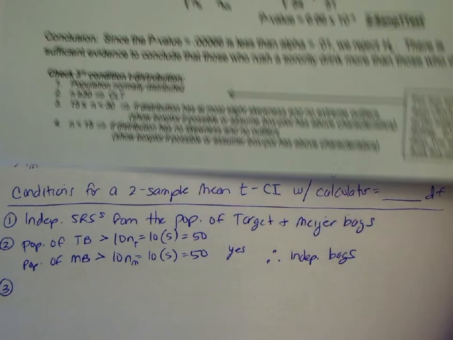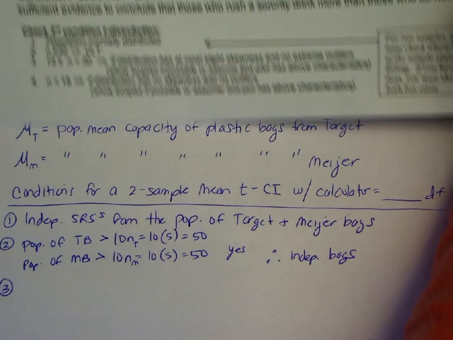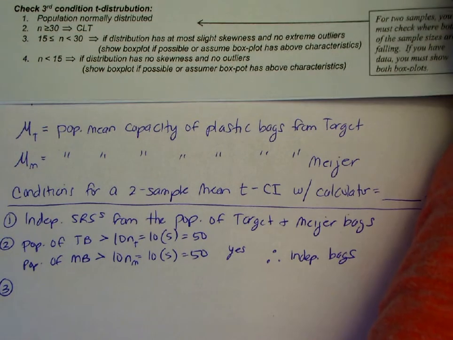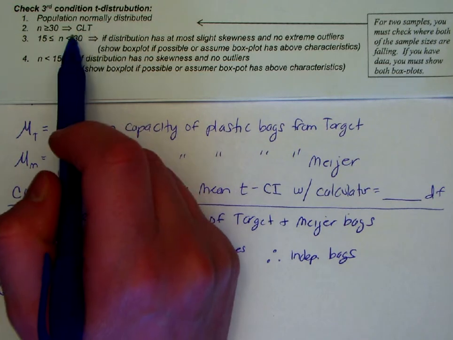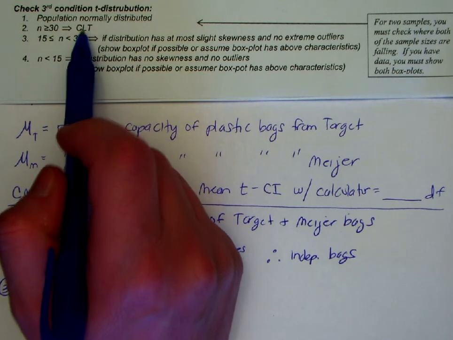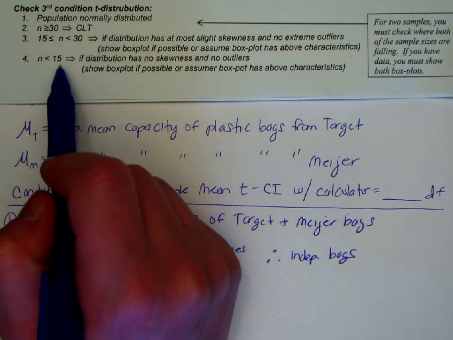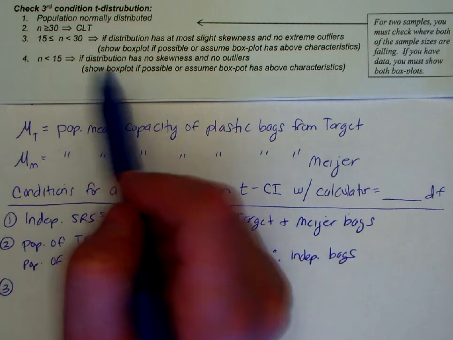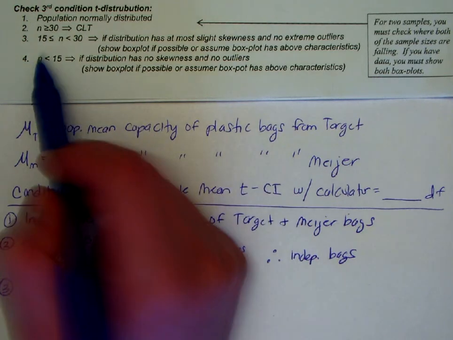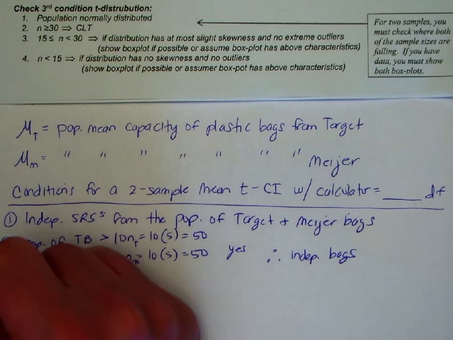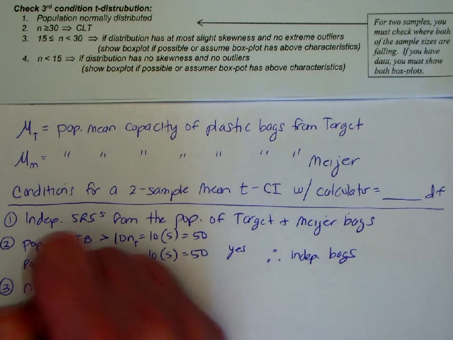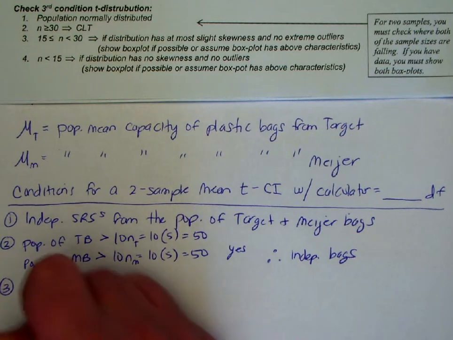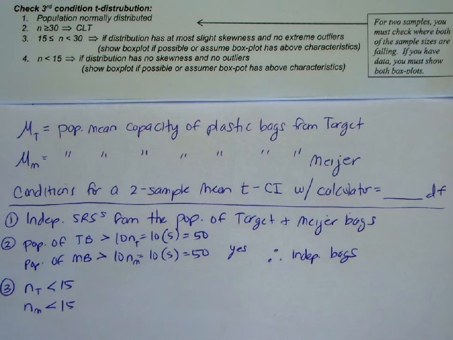So, I go back to the third condition for t distribution, and the population is not normally distributed. You might never know that. Our sample sizes are way too small, unfortunately. We're looking at a pretty small one, so we want a distribution that doesn't have any skewness and no outliers to be able to continue. So we're going to have to check that for both of them. So I'm going to say n of Target is less than 15, and n of Meyer is less than 15. So let's look at the box plots, and then we'll comment on those box plots.